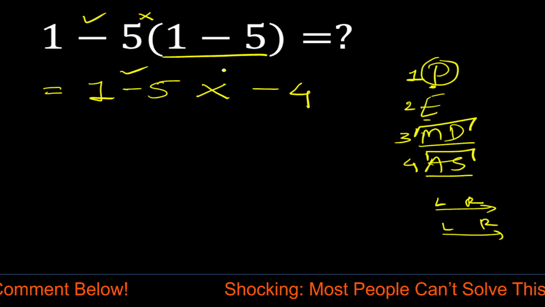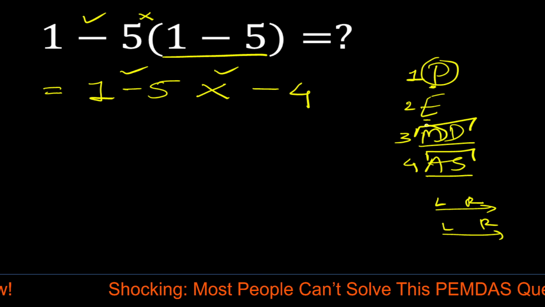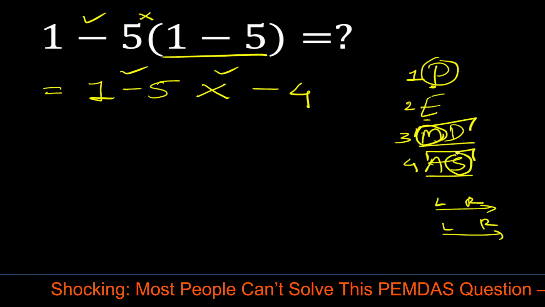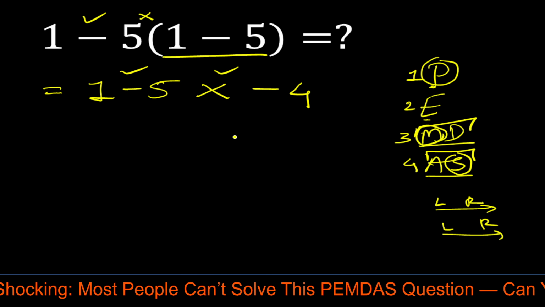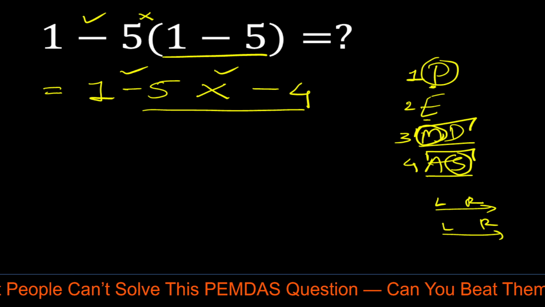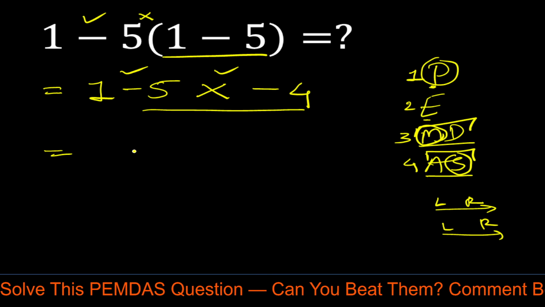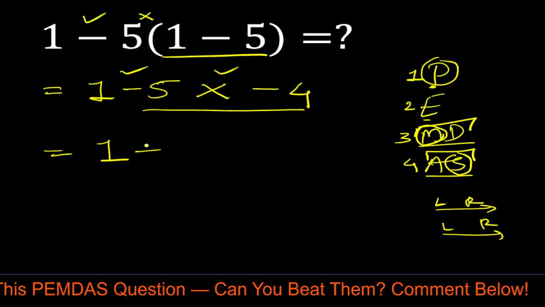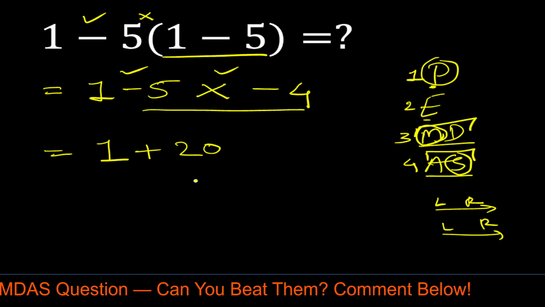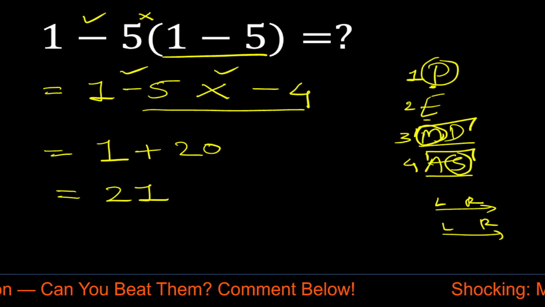Now here we have subtraction and here multiplication. So according to the PEMDAS rule, first we have to solve multiplication, then we have to solve subtraction, right? So first we solve this multiplication. Minus 5 times minus 4 is equal to 20. So 1 plus 20 is equal to 21, right?